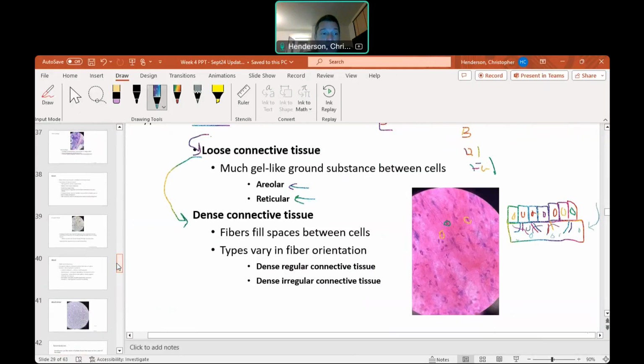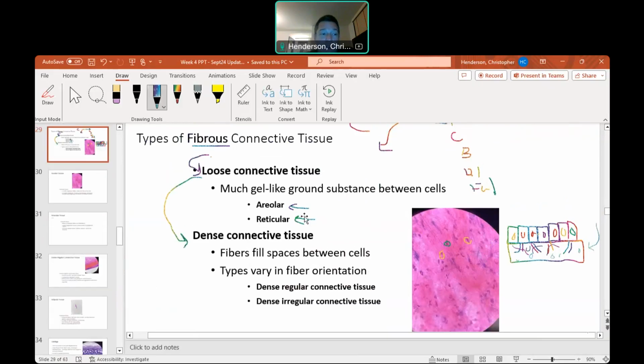Okay. Now, the next one is reticular. And where do we find reticular? Reticular, you're going to find in our immune organs. So you're going to find this in the lymph nodes, and you're going to find this in the spleen, the thymus. This is going to have reticular fibers. Areolar is going to have collagen and elastic fibers.